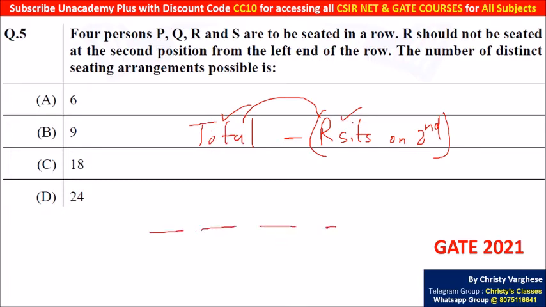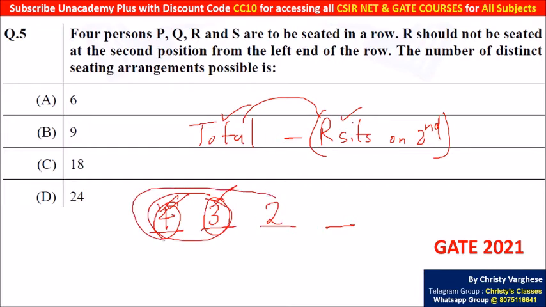4 places, PQRS 4 people are there. Any of PQRS, any 4 can sit on the first position. So 4 possibilities. Once you place that person, that person cannot sit in any other places. So there are only 3 remaining possibilities. First person already fixed. So the remaining 3 people, anyone can be sitting here. 2 people already fixed means here only 2 remaining possibilities. 3 people already fixed means here only 1 remaining possibility.